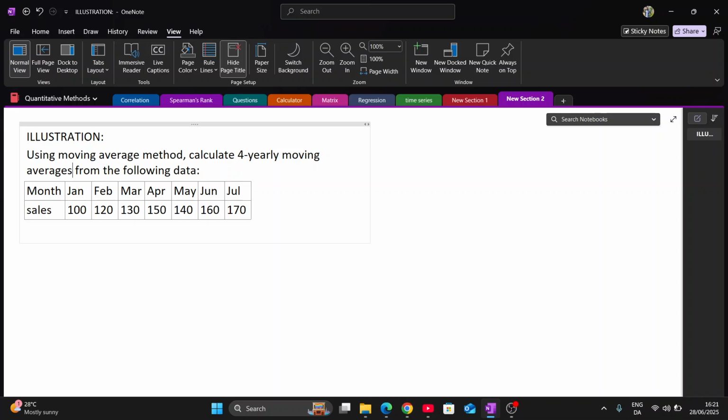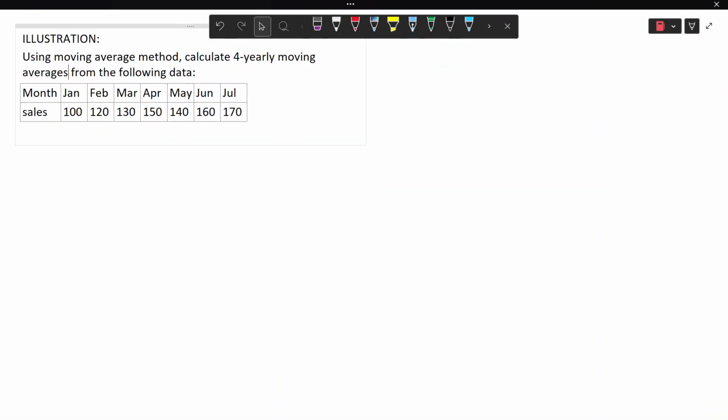Welcome to another illustration on the simple moving average method. So here we are going to move in 4. Using the moving average method, calculate 4 yearly moving averages from the following data.